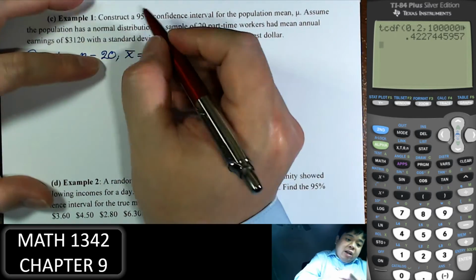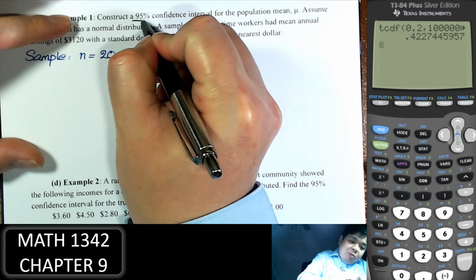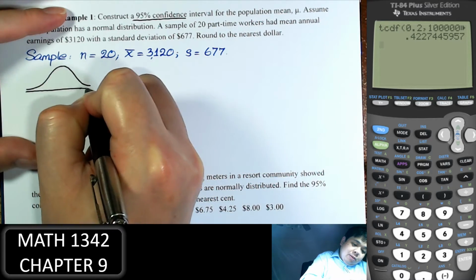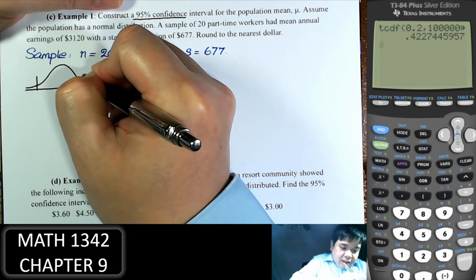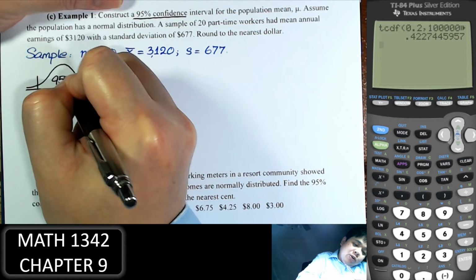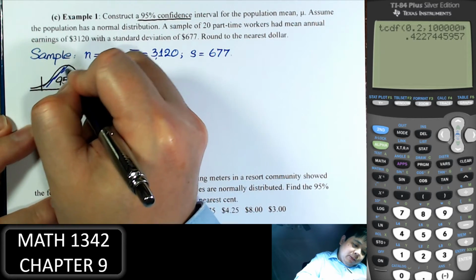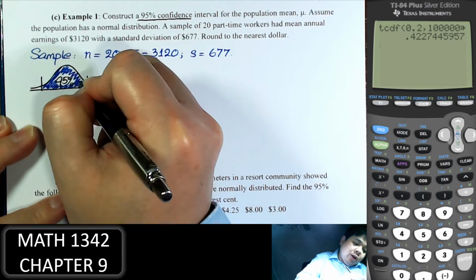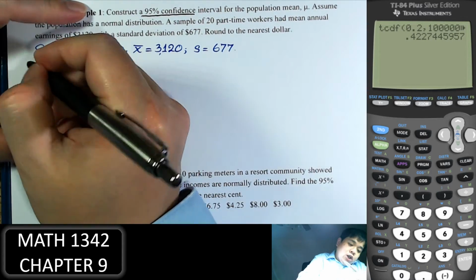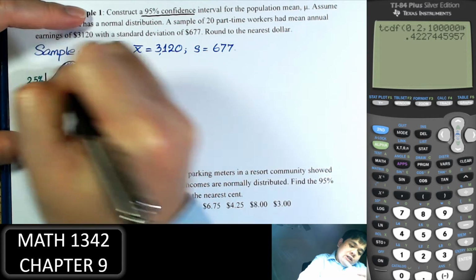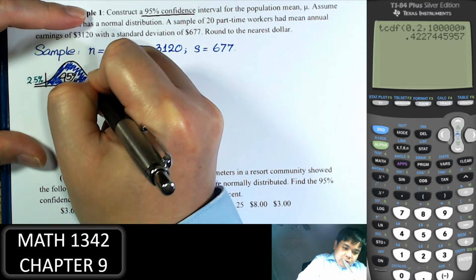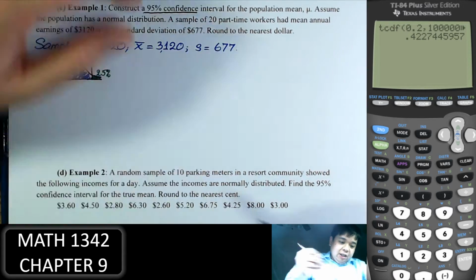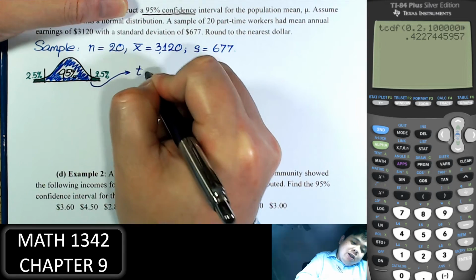Next we want a 95% confidence interval. So this is like what we did earlier. Right, so we want 95% confident. So 95% in the middle. That means we have 2.5% on each tail. So we'll find the z, or in this case the t values, alpha over 2.